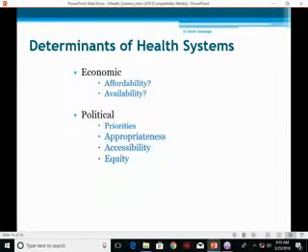Then political factors. What are the political priorities? What is their appropriateness? Accessibility, equity in terms of. So those factors will determine the health system.